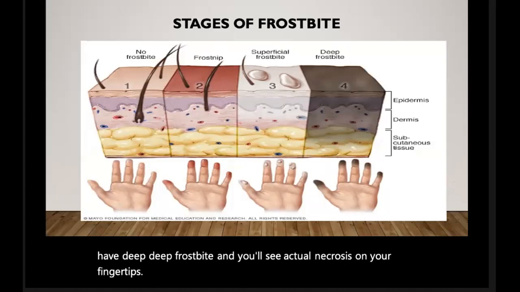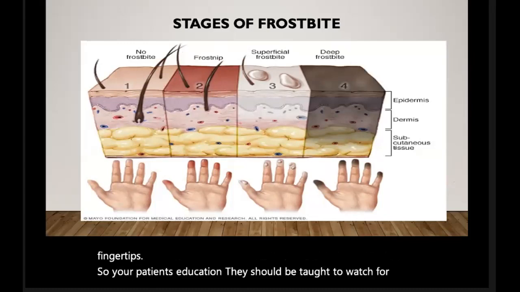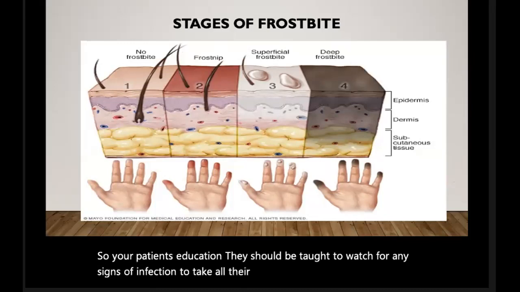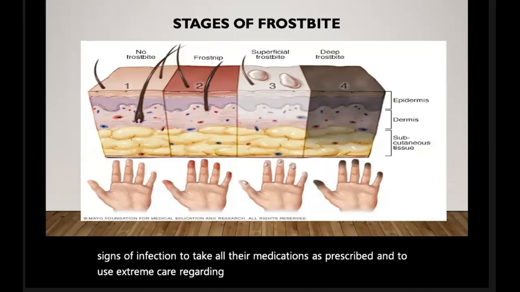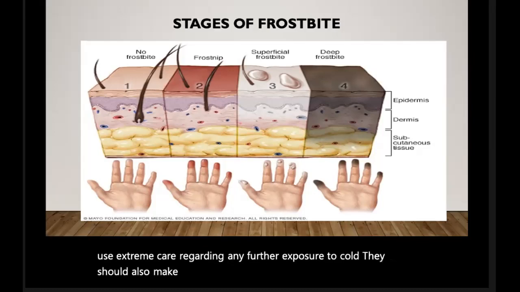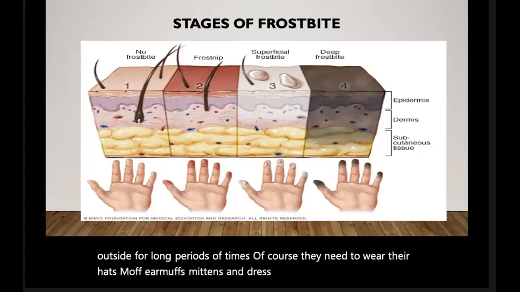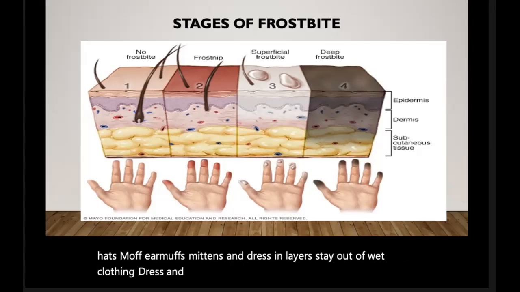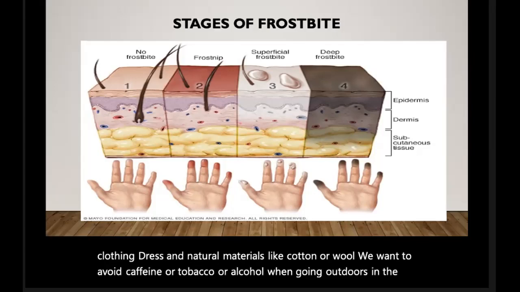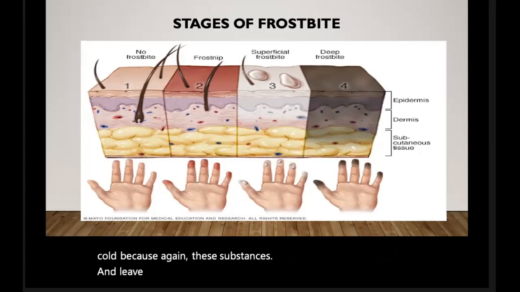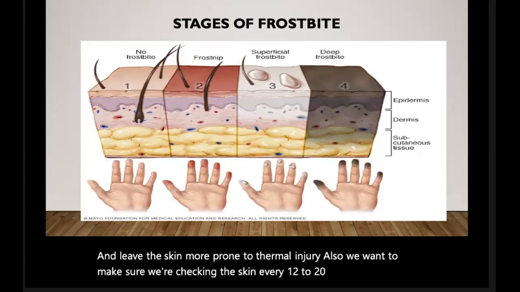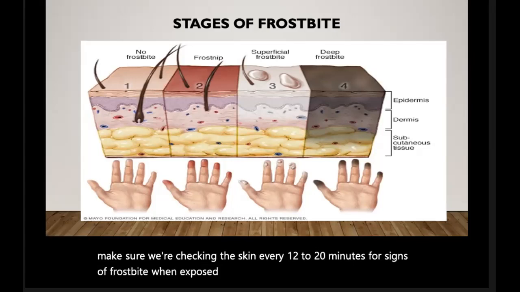So for your patient's education, they should be taught to watch for any signs of infection, to take all their medications as prescribed, and to use extreme care regarding any further exposure to cold. They should also make sure to do preventative measures, like not going outside for long periods of time. Of course, they need to wear their hats, earmuffs, mittens, and dress in layers, stay out of wet clothing, and dress in natural materials like cotton or wool. We want to avoid caffeine, tobacco, or alcohol when going outdoors in the cold, because again, these substances can leave the skin more prone to thermal injury. Also, we want to make sure we're checking the skin every 12 to 20 minutes for signs of frostbite when exposed to cold environments.